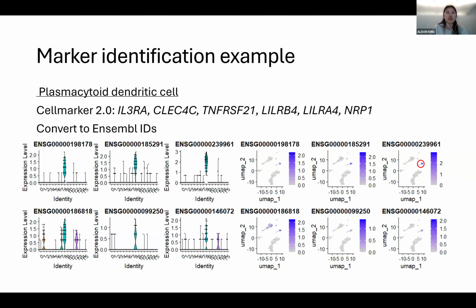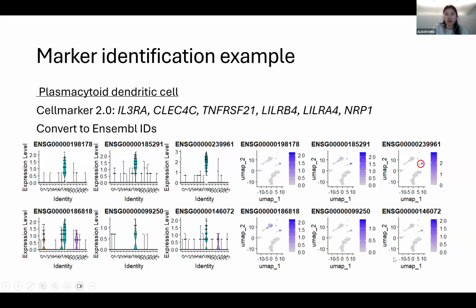And this is an example of one of the cell types that I identified, plasmacytoid dendritic cell. And I used CellMarker 2.0 to get these marker genes listed here. And then I converted them to Ensembl IDs. And this is plotting the expression for each cluster. And we can see that cluster 8 has pretty high expression of all the marker genes.